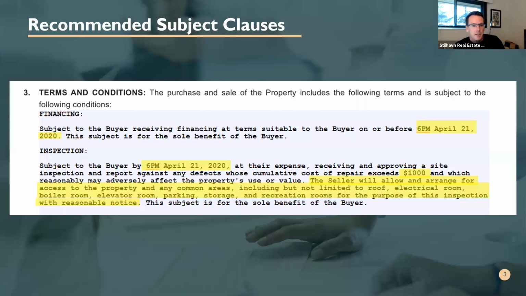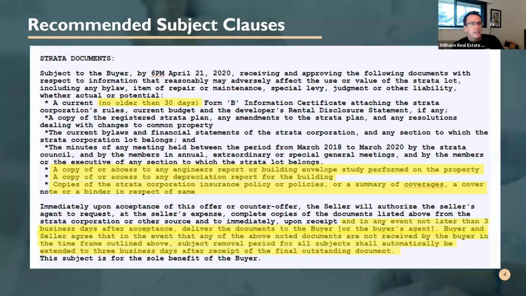Okay. And then this strata document clause is again a hybrid of the web forms one, and we've talked about it, I think, at one of our meetings. So the highlighted yellow parts are the ones that are different from what's on web forms. So a current no older than 30 days Form B. And I know I've seen some people put 60 days. The contracts I'm looking at most of the time are silent on it, so you could get a 3 or 4 month old Form B depending on how long it's been listed.